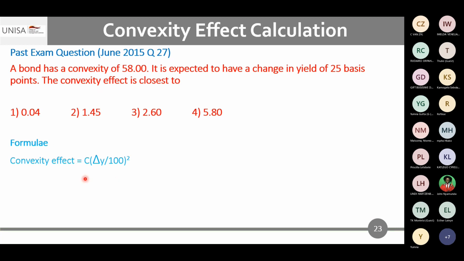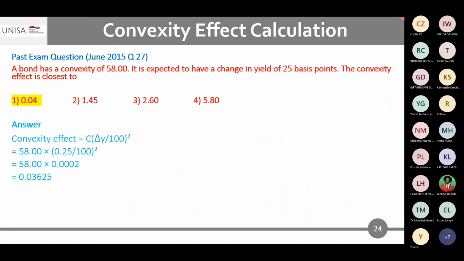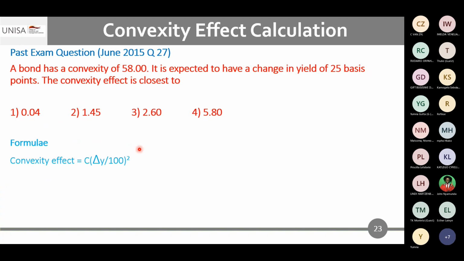Okay. So the calculation is there. So it's a bond with the convexity, and the expected change is 25 basis points. Remember that 25 basis points, we are going to treat it here. The convexity effect is close. Oh, look at me. Why is it moving?